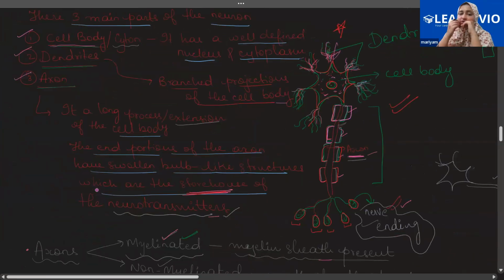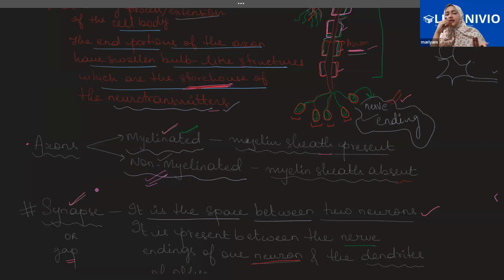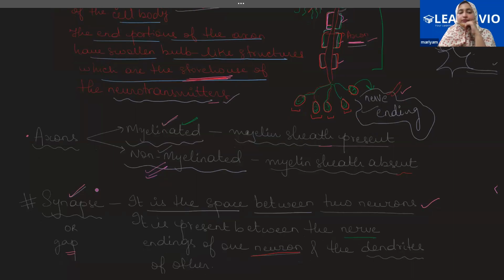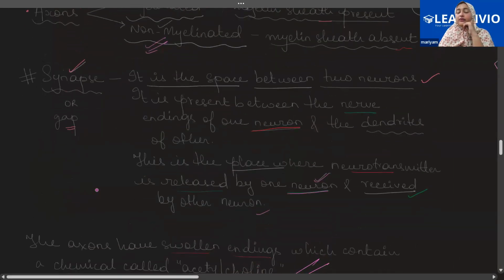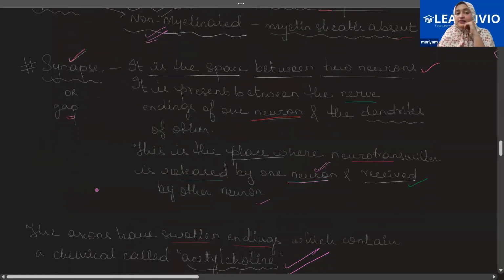Okay, so the axon can be divided into two types depending upon whether the myelin sheath is present or absent. For those axons that have the myelin sheath present, we call them myelinated axons. And those that do not have the myelin sheath present are the non-myelinated axons. Clear? Yes. Okay. Now we'll talk about the actual function of the neurotransmitter.